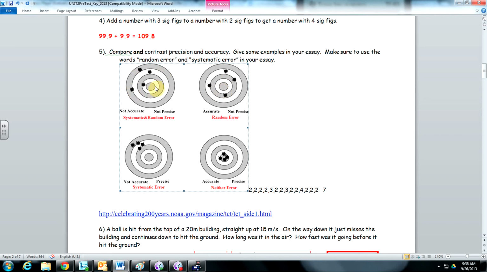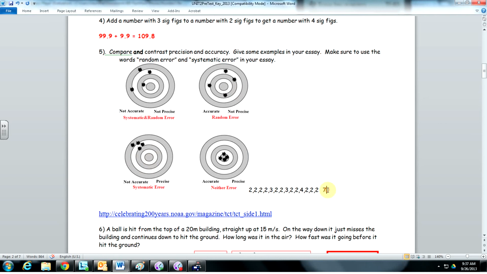If I go here, this would be the worst. I'm shooting again, so I'm not very accurate. But the precision's also off because we're using the gun where the sight's not working properly. So that would be this one, and this would be the worst data that we could get. This is obviously the best. This has both systematic and random error. This has only random error, but there's no systematic error. And here we have systematic error.